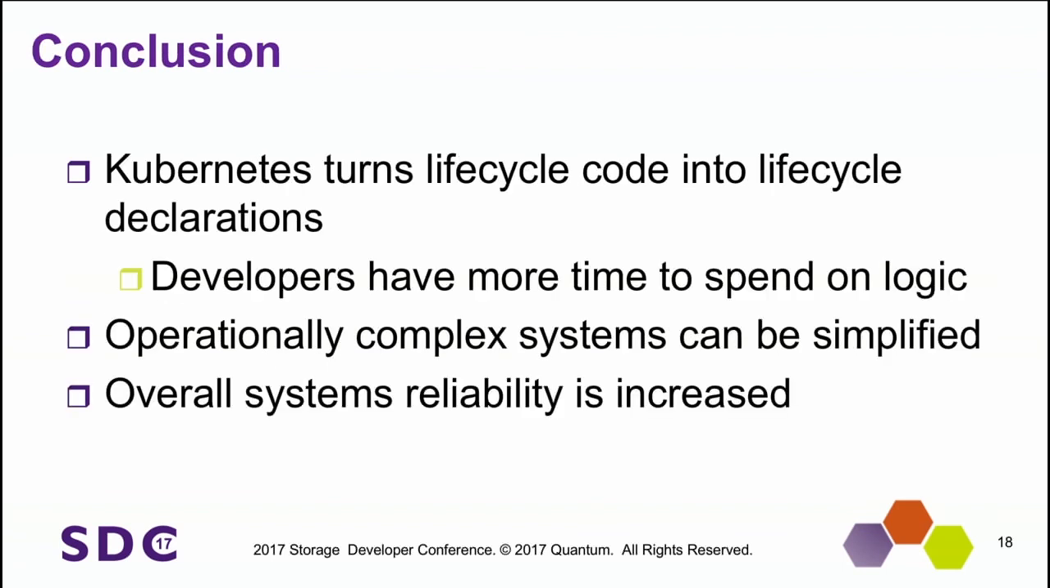And so the net here is that Kubernetes turns lifecycle code into lifecycle declarations, so we can write these declarations that are much easier to do than to build the code to do that. And we have more time to spend on logic for the storage system. Operationally complex systems like Ceph can be dramatically simplified through tight integration with things like Kubernetes, with patterns like the operator that we use. And we believe that overall systems reliability is increased.